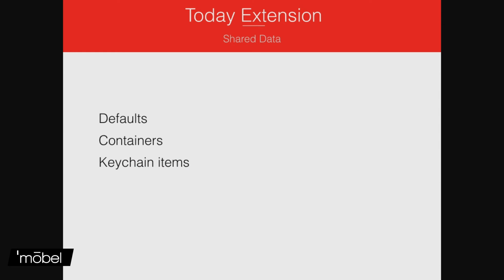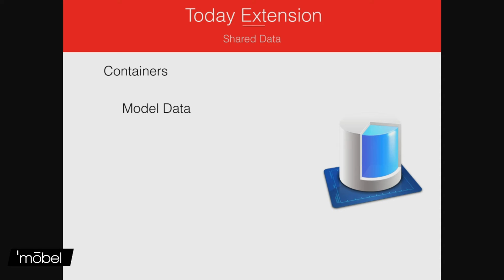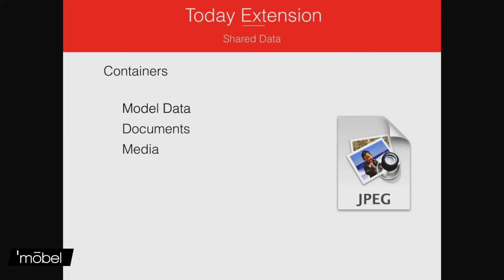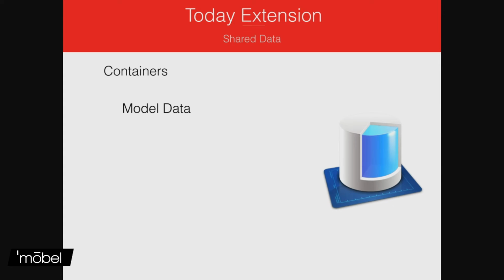The second one, shared containers. You can put anything in a shared container. The first one that I'm going to talk about is model data. Your core data store can be put in a shared container, so your targets, your Today extension, and your app has access to the same core data store. That's really, really good. Documents, plist files can go in a shared container, and media, images, movies, audio, you can put basically anything in a shared container. I'm gonna talk about model data a little bit more.